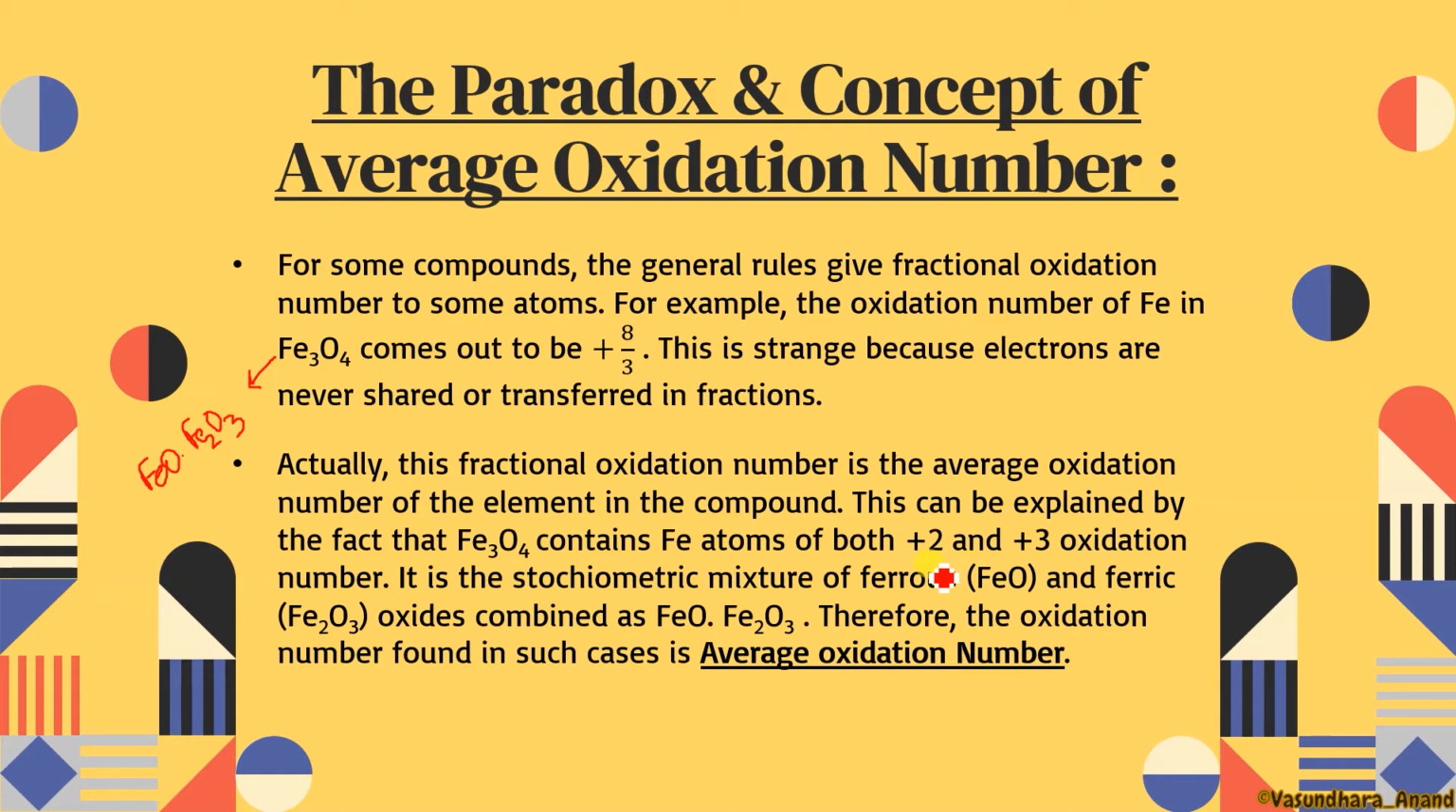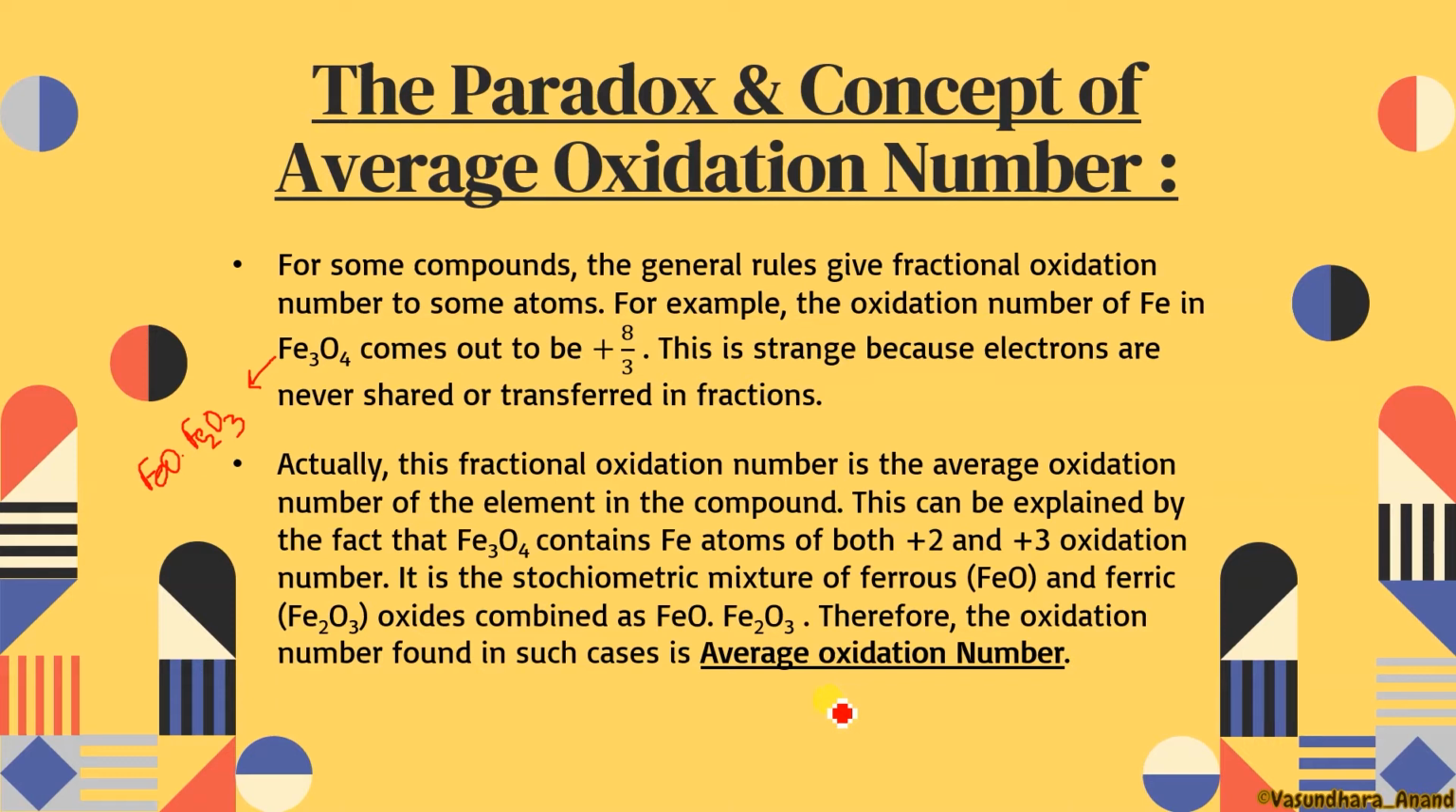So this can be explained by the fact that Fe3O4 contains Fe atoms of both +2 and +3 oxidation number. It is a stoichiometric mixture of ferrous and ferric oxide combined as FeO.Fe2O3, and therefore the oxidation number found in such a case is the average oxidation number. How? Fe here is +2 and Fe2 is +3, so +3 into 2 will be +6, plus +2 gives +8, divided by 3. Are you getting it? Yes. So this is actually the average oxidation number.